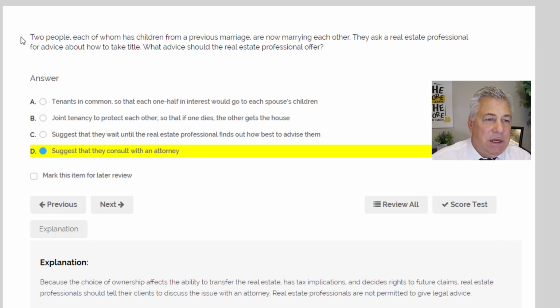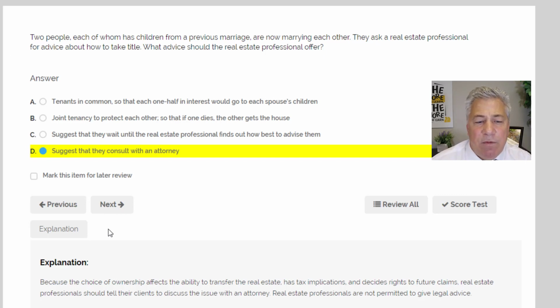Real estate exam question number 19. Two people, each of whom has children from a previous marriage, are now marrying each other. They ask real estate professionals for advice about how to take title. What advice should the real estate professional offer? A, tenants in common, so that each half interest will go to each other's spouse's children. B, joint tenancy to protect each other, so that if one dies, the other gets the house. C, suggests that they wait until the real estate professional finds out how best to advise them. Or D, suggest they consult with an attorney.